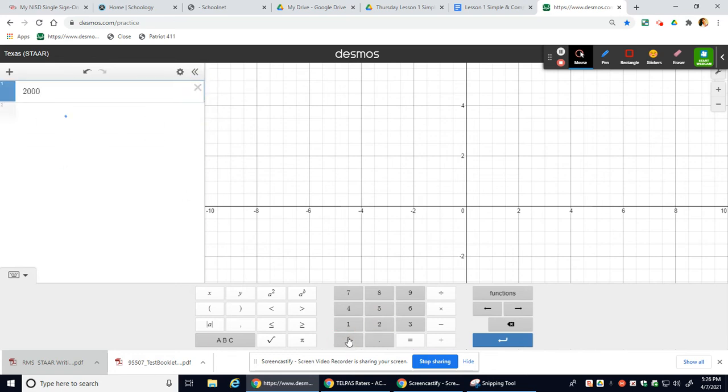$2,000 was our principal, right? And we keep that, and we add our rate, and we're going to keep that in the bank. It's compounding annually for 6 years. So I get a total amount of $2,757.69.